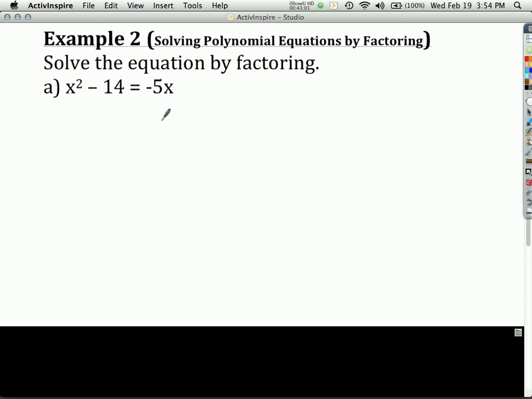So what do we need to do to get rid of this to get the 0? Davis? Add 5x to both sides. Very good. So we'll add 5x to both sides. This will disappear, and that's where we'll get our 0. And now this term jumps to the other side, and we're going to put it in standard form. X squared plus 5x minus 14.